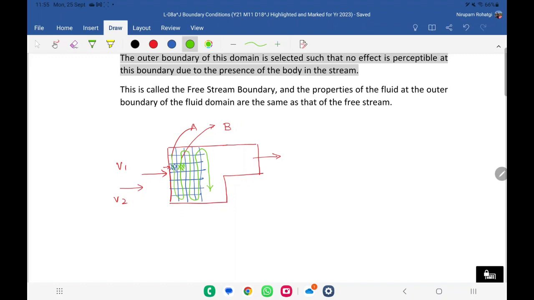If I keep a heater here, after some time you will start feeling hotness. If I remove the heater, after some time you will find that it has become normal. So slowly the effect passes on. But the conductivity equation remains the same. Convection and conductivity, their laws remain the same.